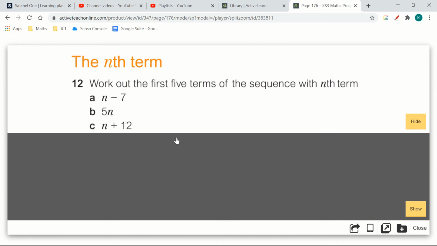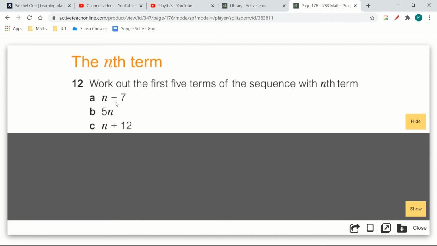Okay, so this is the nth term bit. So work out the first 5 terms of the sequence with the nth term. Now what I suggest you do here is put down question 12, and then put down 6 columns down to at least 3 rows. So the first column, make it nice and wide and put n take away 7, and then title the columns 1, 2, 3, 4 and 5.